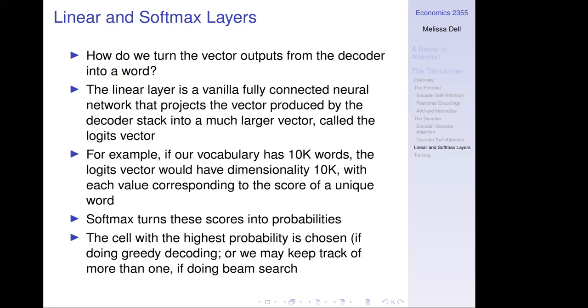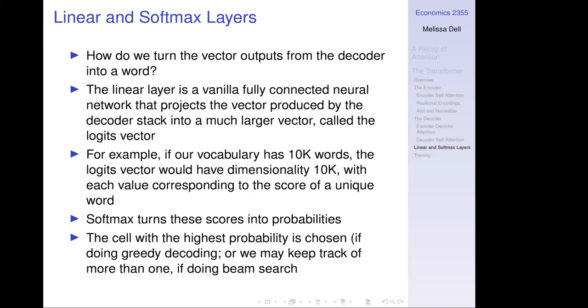The decoder may produce, depending on the dimensionality of your model, maybe a 564 dimensional vector, a very dense vector. We're going to project that into a much larger vector, the logits vector. The size of that logits vector is going to be the number of words in your vocabulary. So if you have 10,000 words in your vocabulary, the logits vector would have dimensionality 10,000, with each value corresponding to the score of a unique word.